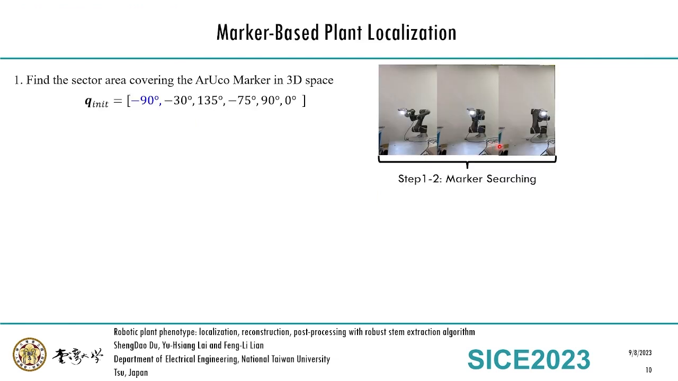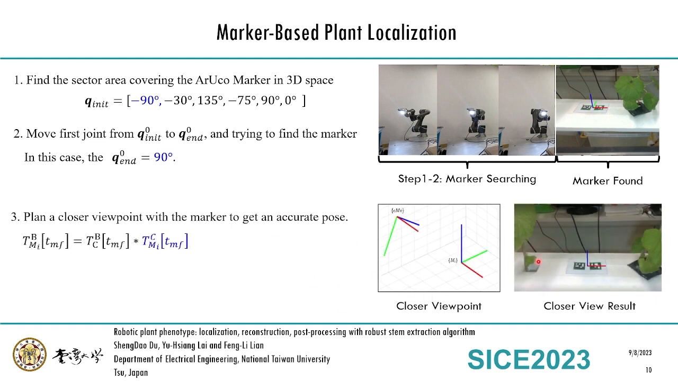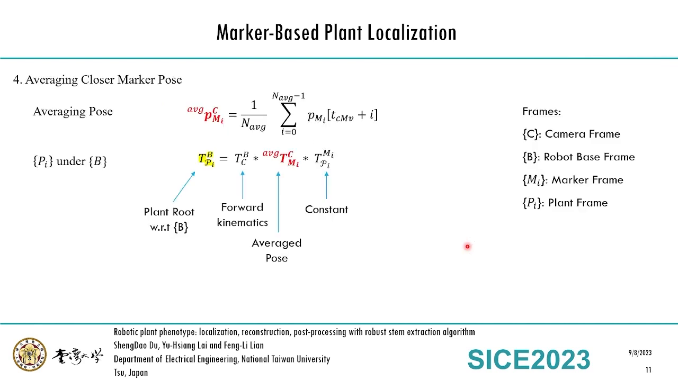So let's move on to marker-based plant localization. First, the robotic manipulator is scanning a sector area to find the ArUco marker. Once the location of the marker is determined, the robot stops its movement, and then a closer viewpoint will be planned to get an accurate reading. This is because the accuracy of the marker reading depends on the distance between camera and marker. After that, the readings will be averaged.